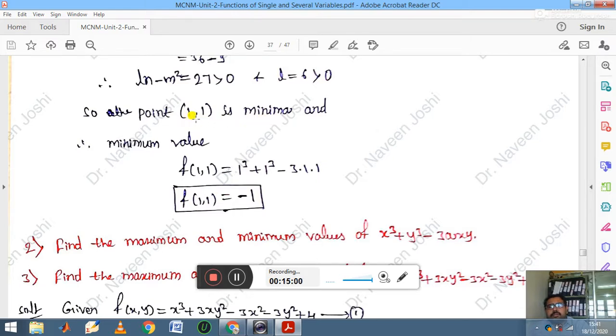So this x value 1, y value 1 you substitute in the given function. Then your functional value is minus 1. Here the minima is at 1 comma 1 and the minimum value is minus 1.